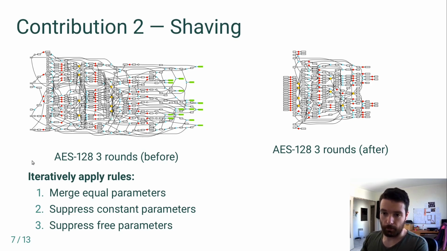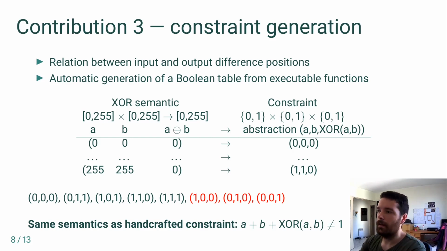Okay, so now let's discuss our third contribution, which is constraint generation. When we do some kind of abstraction, we want to merge some states together. And to do that, we have to be a bit clever in how we do it.